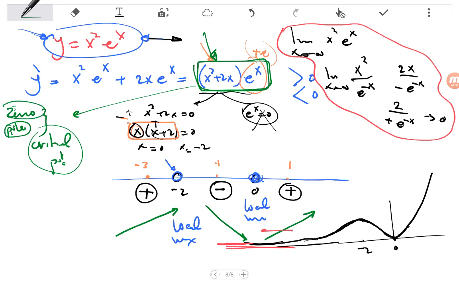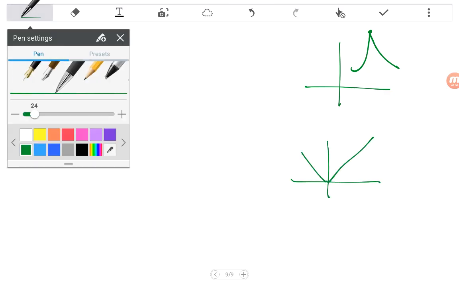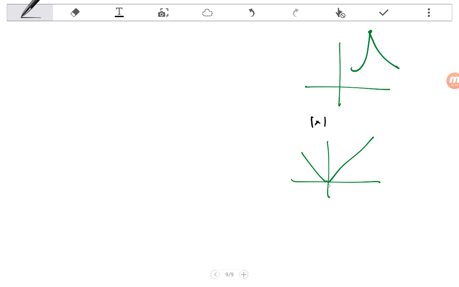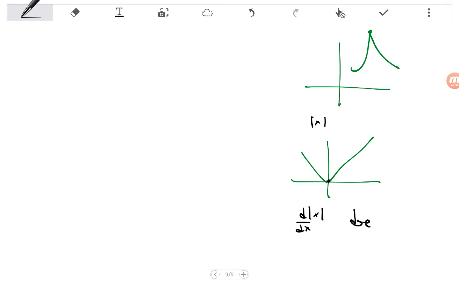When the derivative is equal to 0, or the denominator is equal to 0, or sometimes any point for which the derivative does not exist. What are examples of a point where the derivative doesn't exist? For example, a known function, the absolute value of x. At x equals 0, the derivative does not exist. F dash does not exist.